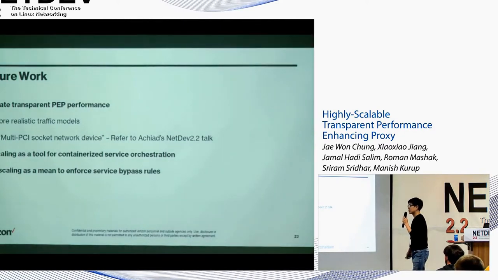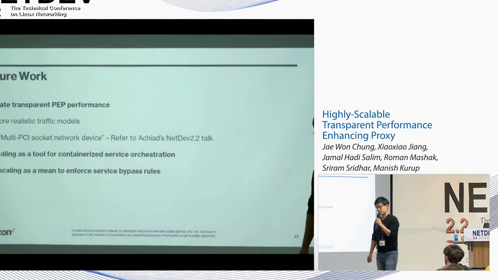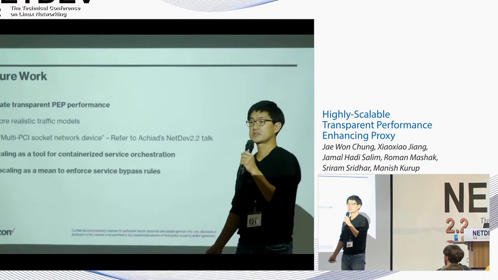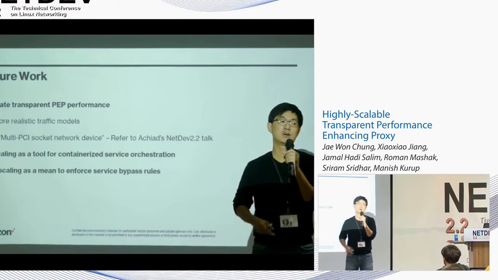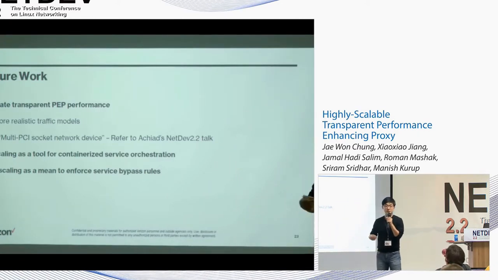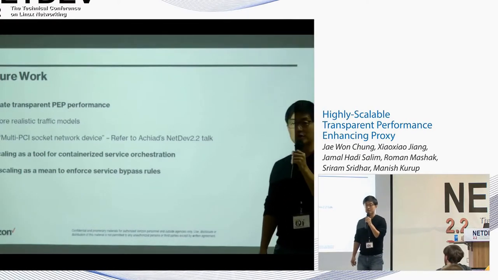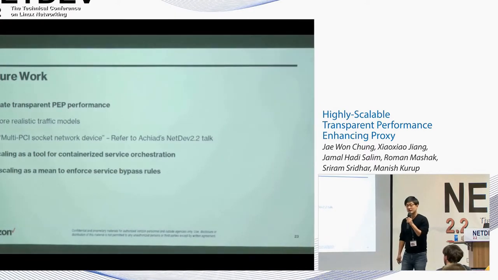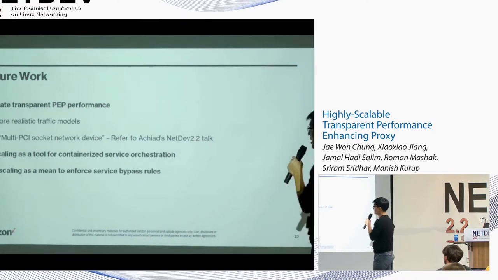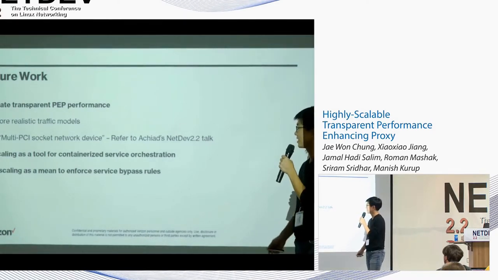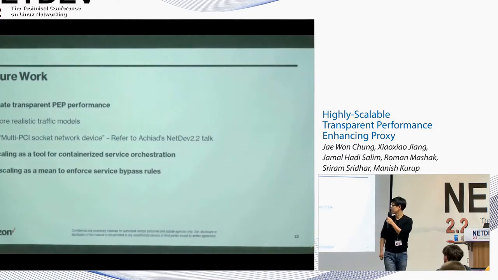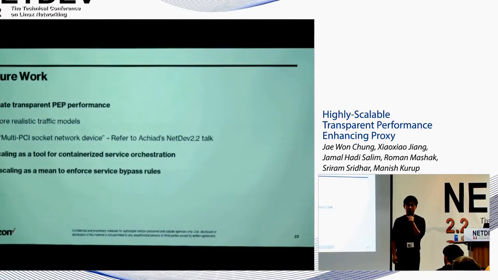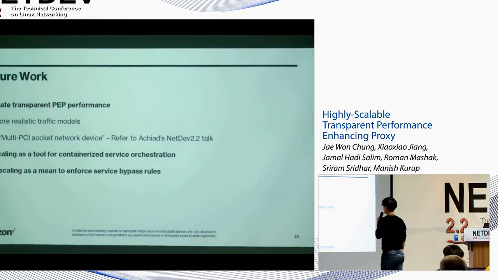So the future work. We only had two 10 gig XCR ports for this project because our development team was very actively using the XCR, so we couldn't pump the data faster than 10 gig. Since I have a chance to get more XCR ports, I would like to push a more realistic traffic model into the proxy and see what the numbers are in terms of performance.